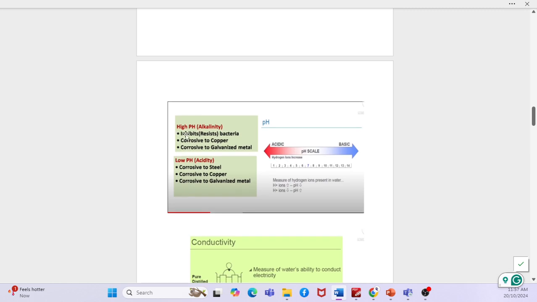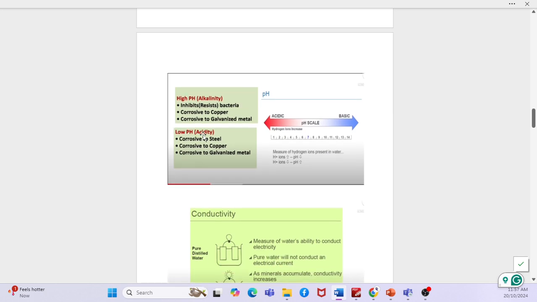So you can see the high pH level. If you have a high pH level in the water, what will happen? High pH is nothing but more alkalinity. It inhibits bacteria, and it is corrosive to copper and corrosive to galvanized metal. If you have copper material, it will corrode. If you have galvanized metal, it will corrode. There is also a chance of bacteria formation.